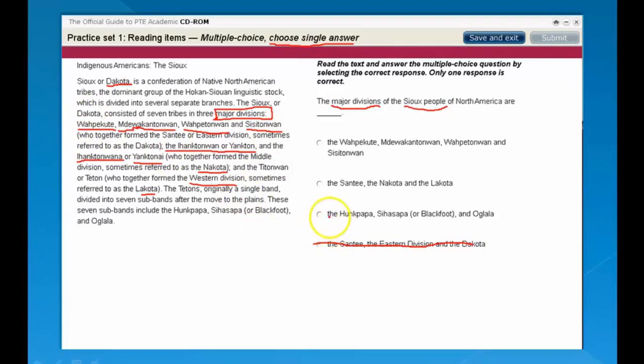The Hunkpapa, the Sisapa, or Blackfoot, and Oglala, these are sub-bands that move to the plains, so that is not our answer. What we have are the Santee, the Nakota, and the Lakota. So the Lakota refers to the Western Division, so that checks out. We have the Nakota, which is the Middle Division, which checks out, and the Santee, which checks out for the Eastern Division. So this is our answer here. This one is incorrect because this only refers to the Eastern Division as well. So that's not it.